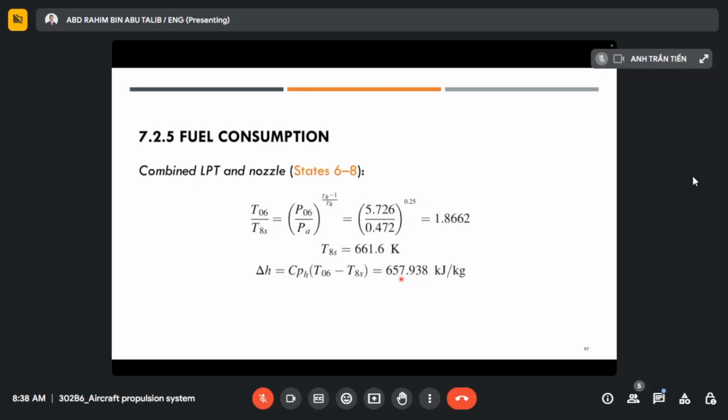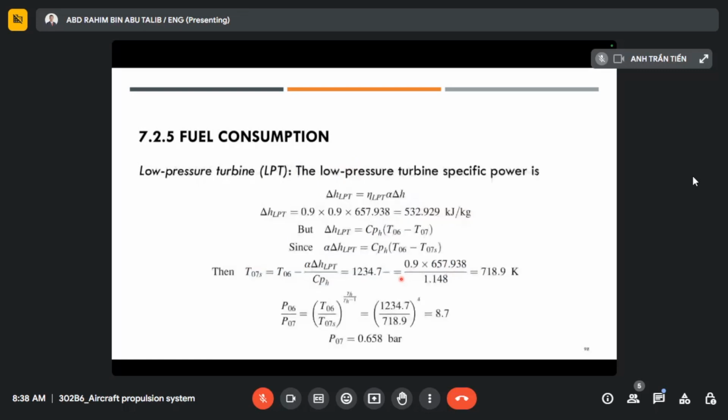657.938 kilojoule per kilogram. And for the low pressure turbine specific power, you can put the expression over there. You are already given alpha and the remaining values that you already obtained. Then you can get T07, which is equal to 718.9 Kelvin, and the pressure at station 7 is 0.68658 bar.